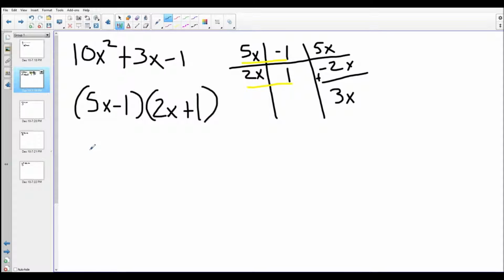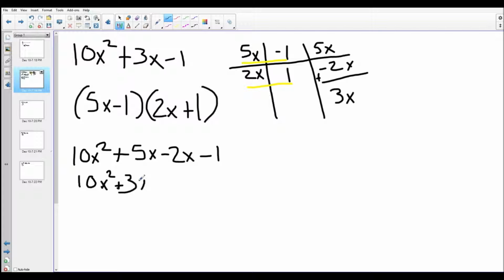So 5x times 2x would give us 10x squared. 5x times 1 would give us 5x. -1 times 2x would give us -2x. And -1 times 1 would give us -1. So now we can collect the like terms, which are these two. So 5x minus 2x would give us 3x. And then we get -1.